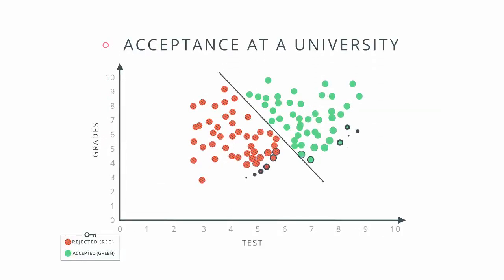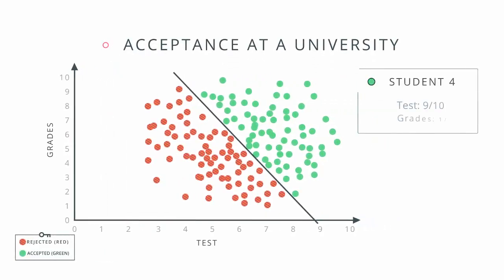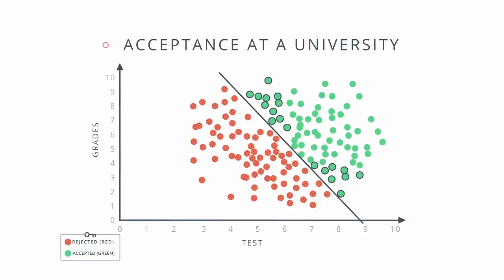Okay, so let's look more carefully at this model for accepting and rejecting students. Let's say we have a student 4 who got 9 in the test, but 1 on their grades. That student gets accepted according to our model, since they are over here, on top of the line. But that seems wrong, since a student who got very low grades shouldn't get accepted. So maybe it's too simplistic to think that this data can be separated by just a line, right?